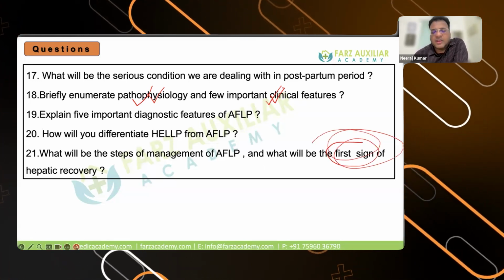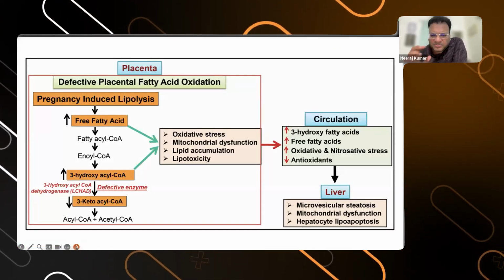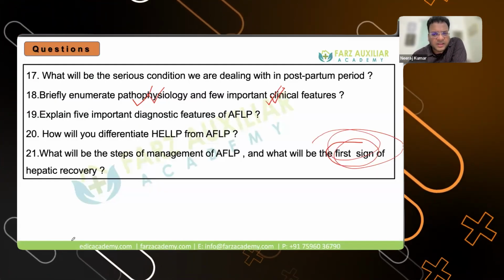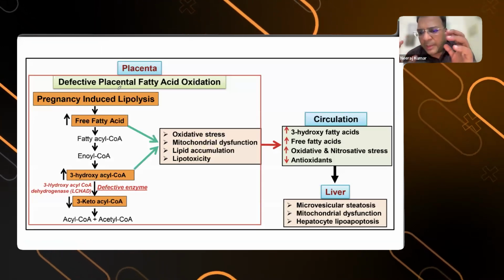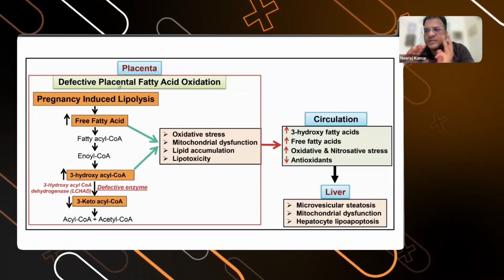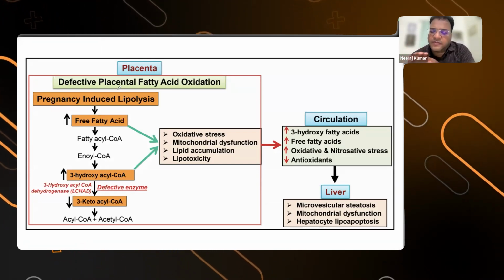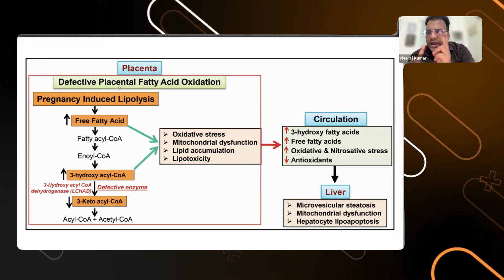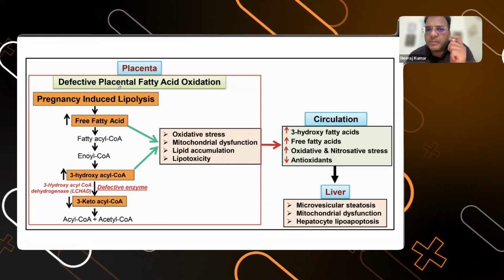So this is again a very important question. So just look one by one. First, we all know, because we are talking about that serious condition, the mechanism is there. So what exactly happens? There are 3 places where acute fatty liver of pregnancy will be creating a problem: at the level of placenta, at the level of circulation, and then at the level of liver. So what will happen in the placenta?